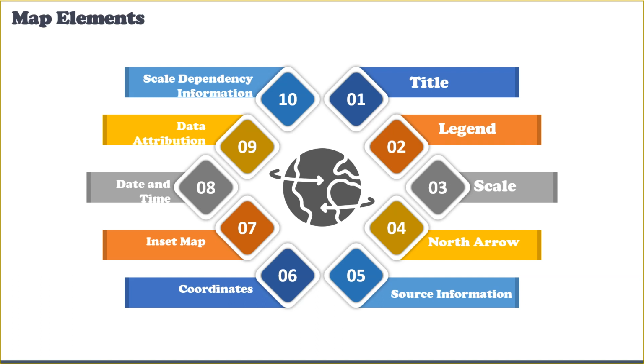And this is the basic element, 10 elements. You should remember that thing when you prepare the map. You should give some title, legend, scale, north arrow, source information, coordinate, insert map, date and time, data attribution, scale dependency information. That is all the things you need to put in a map.